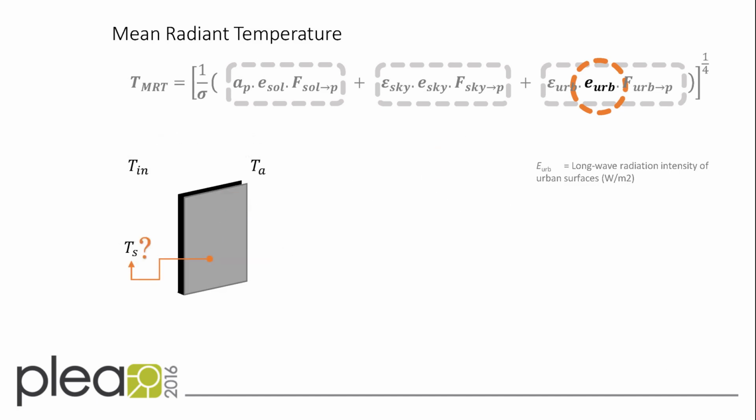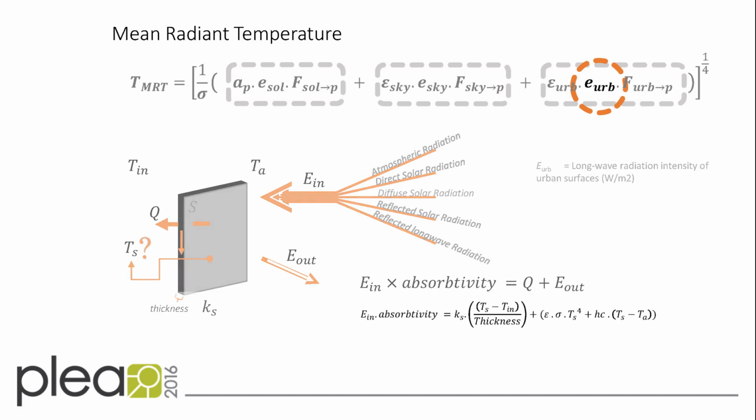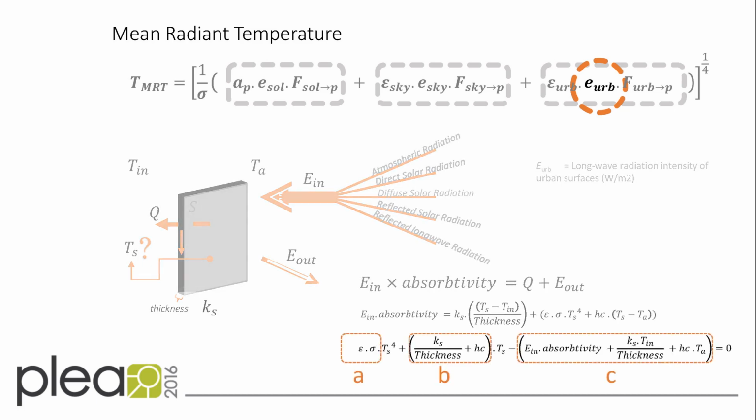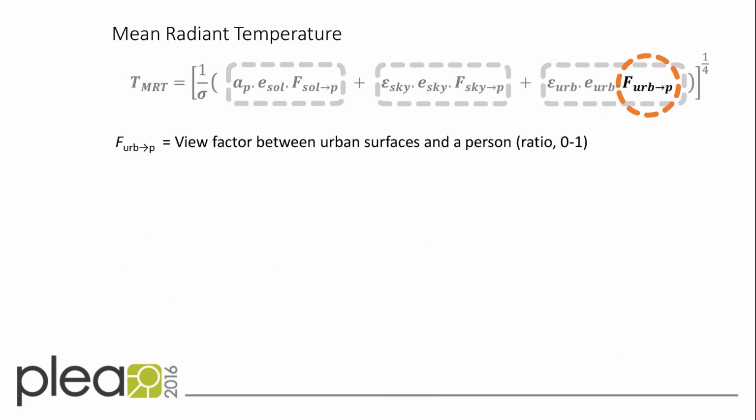To calculate the surface temperature, we need to solve the heat balance equation by knowing the indoor and outdoor temperature, the radiations that come to the surface, and so on. Then, by simplifying the equation, we can get the surface temperature. The last variable of the third part is the view factor, the view factor between the urban surfaces and a person's body.